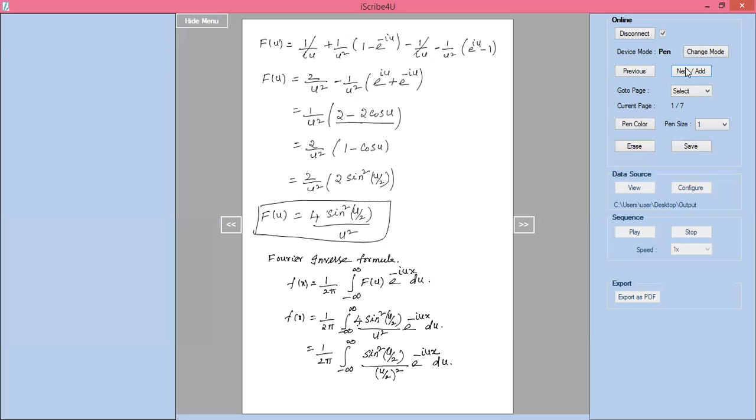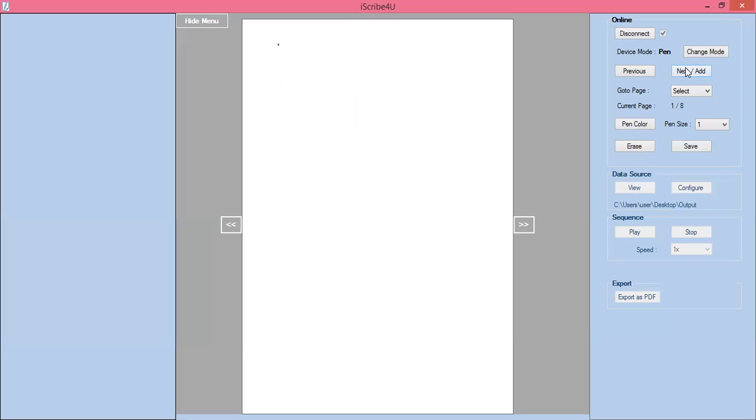On the next sheet, I'll write: put x equal to 0 in f of x. What is f of x? We know that already: f of x is nothing but 1 minus modulus of x. So if you put x equal to 0, f of 0 equals 1 minus modulus of 0, so f of 0 is nothing but 1.